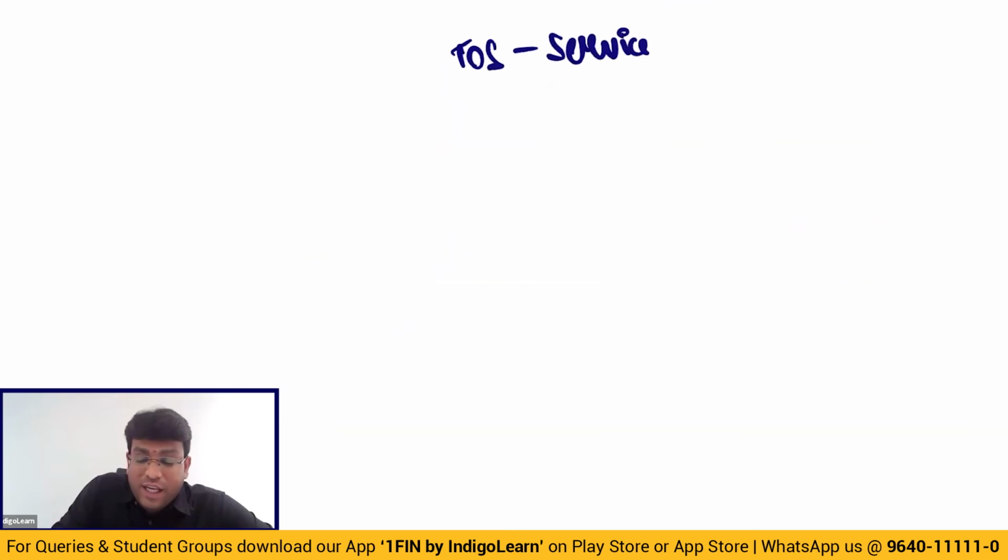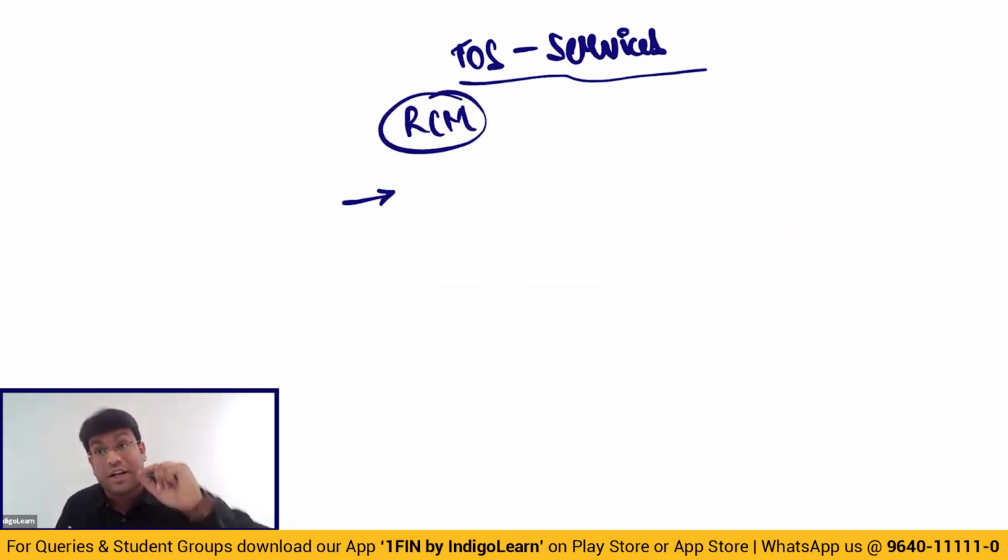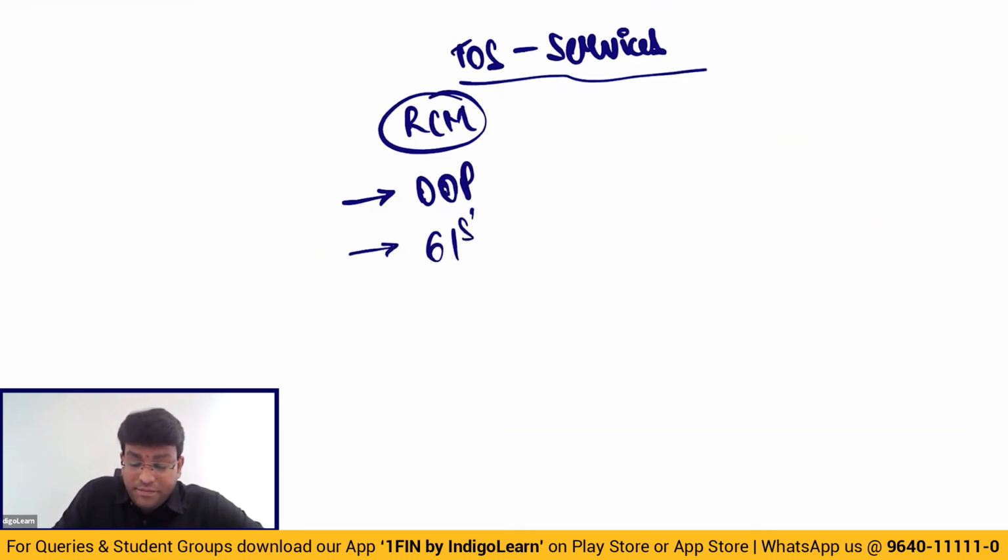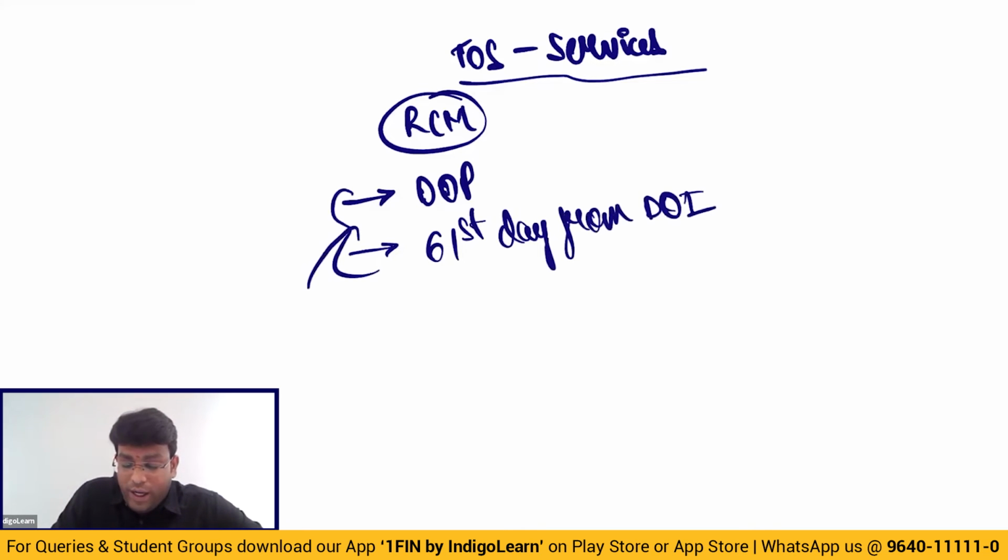Done. So now, time of supply in case of services. First, let's complete RCM, only 1 minute discussion. Then we can discuss general rule, very important. RCM is very simple point, my dear friends. That is date of payment. Other one, 61st day from date of invoice. These 2 dates, whichever is earlier.